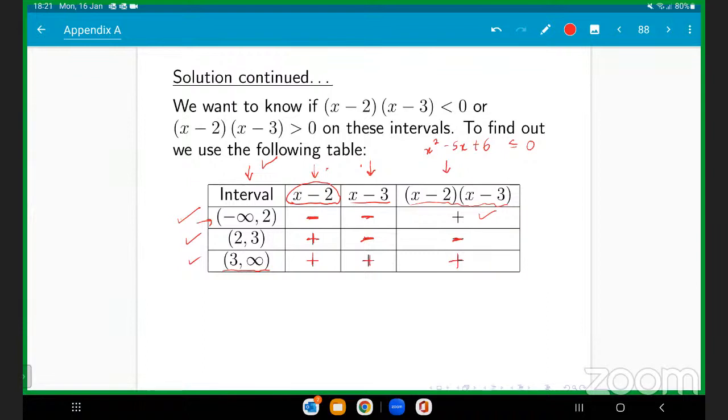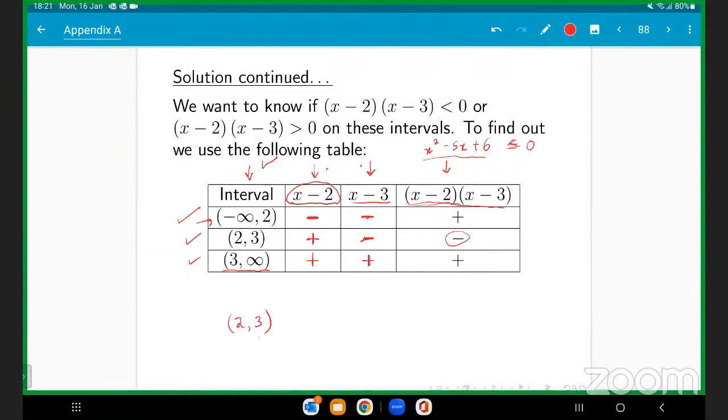Now, how do we get the solution for this inequality from this table? Well, we go back to our inequality. We wanted this expression, which can be factored as the product of these two factors, to be negative. So which values of x will guarantee us a negative answer? We check the sign of the last column, and we see that it is negative precisely on the interval 2 to 3.